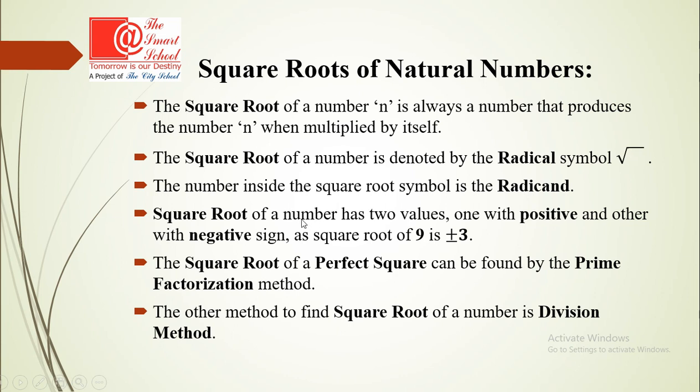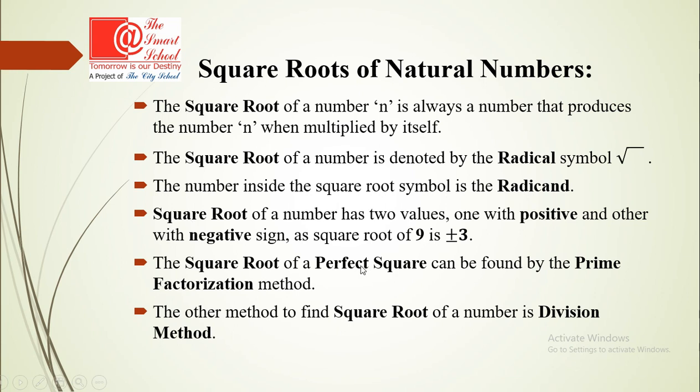The square root of a number has two values, one with a positive and the other with a negative sign, as the square root of 9 is plus 3 or minus 3. How is it possible? Yes, I can prove it. As I told you, the square of a number is the number multiplied by itself. When we multiply plus 3 by plus 3, the answer is 9. But when we multiply minus 3 by minus 3, what is the answer? Yes, it is also plus 9. You remember the rules which you learned in previous grades.